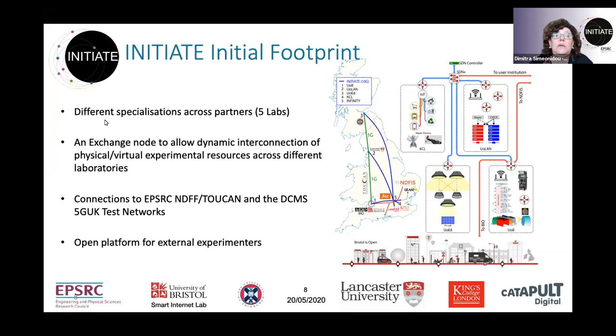From the beginning, it connected to another infrastructure, which is created by a program grant from the same partnership called Toucan. It is going to connect more intimately with the National Dark Fiber Facility, which is also funded by EPSRC. And we have been very lucky, quite a lot of us in this partnership, that we took advantage of DCMS, and we engaged with DCMS for the 5G testbeds and trials program. And we accelerated quite a lot of the development, not only of our local testbeds, but also the development of the exchange node through additional resources through the DCMS program.